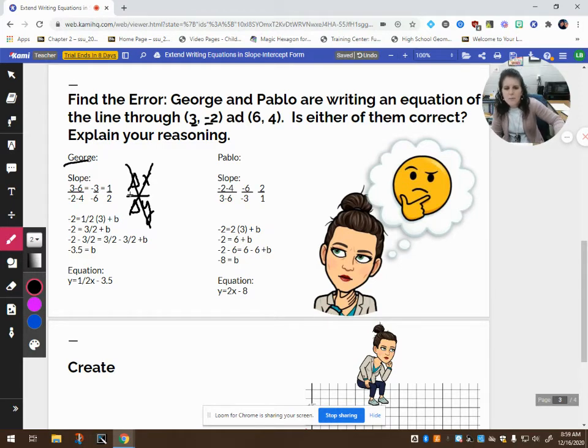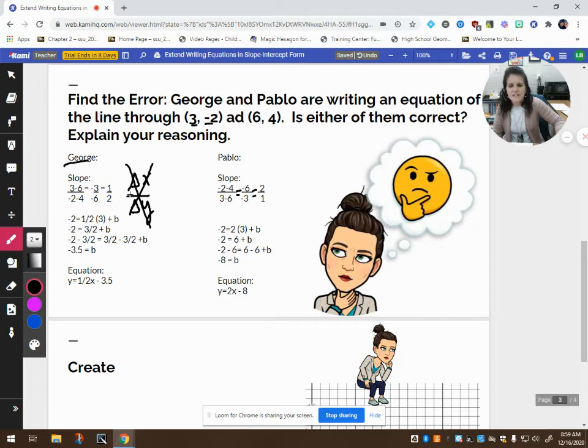So let's check out Pablo. Let's see if he did it correctly. Well, he found the slope by doing negative 2 minus 4 over 3 minus 6, so that looks good, equals negative 6 over negative 3, which is a positive 2. Looking good so far. Then he plugged in the y of negative 2, plugged in a slope of 2, plugged in the x-coordinate of 3.